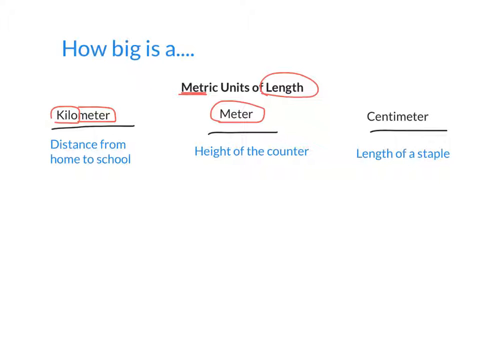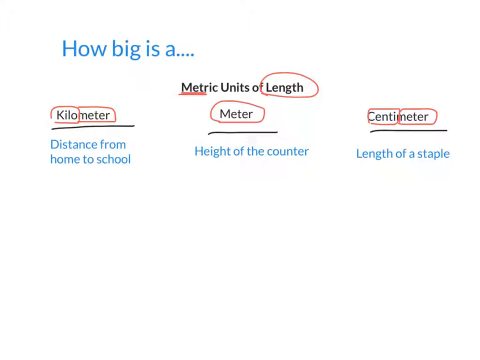Now a centimeter, you'll again notice there's that word meter again, but in front of it we added the word or the prefix centi. A centi is about the length of a staple. Show me with your fingers, how big is a staple? Yeah, that's about a centimeter. So what's bigger, a meter or a centimeter?